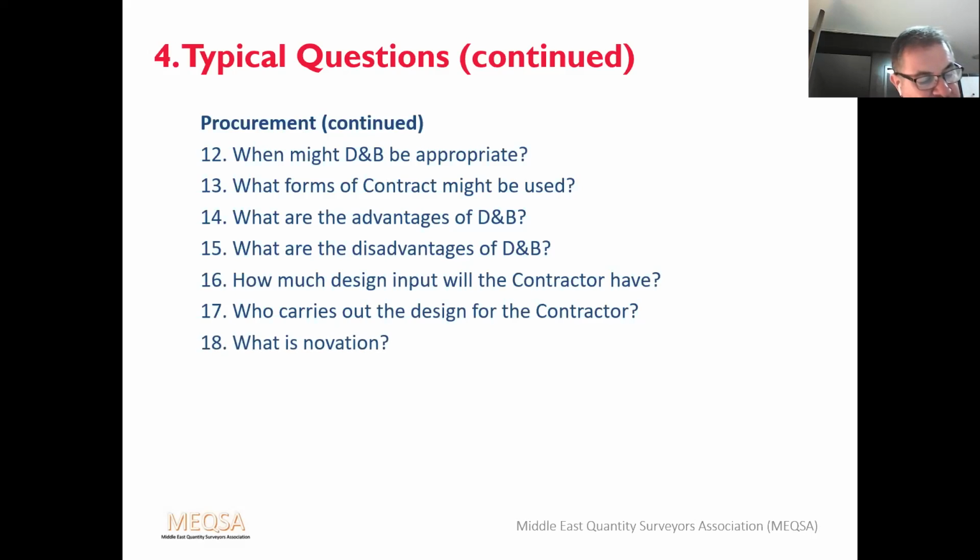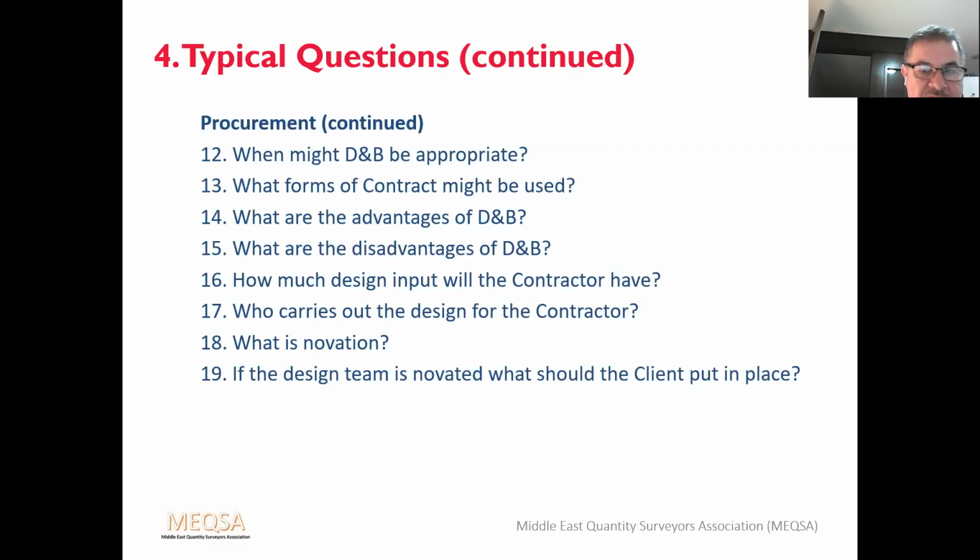Novation is a new contract that transfers the rights and obligations of one contractual party onto a new third party, i.e. the design rights and obligations of an architect transferred to the contractor. Again, that's a question that's quite common at APC. You should always know what novation is.